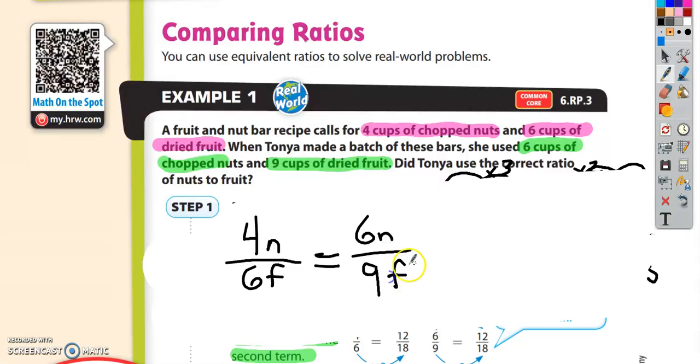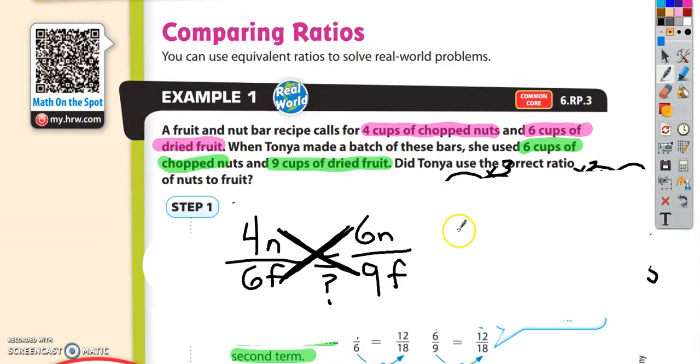And really, you probably shouldn't write an equal sign, because the question is, are they equivalent? So you should put an equal sign and a question mark, because I don't know if they're equivalent. But I want to show you an easy way to look at this. It's called cross multiplication. Cross multiplication means that if you multiply diagonally this way and this way, if the products are equal, then the rates or ratios are equivalent.